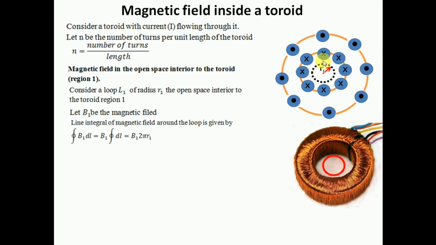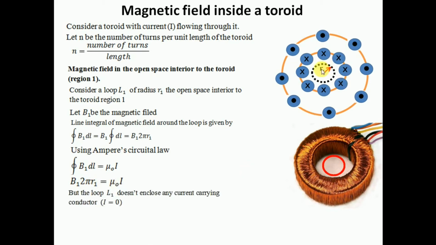So the line integral of the magnetic field can be given by the closed integral of B1 dot dl. B1 is constant, so the integration of dl is the length of the loop, that is 2 pi r. And if you use Ampere's circuital law on this loop, you will get the line integral to be mu naught I. So B1 times 2 pi r1 is equal to mu naught I.